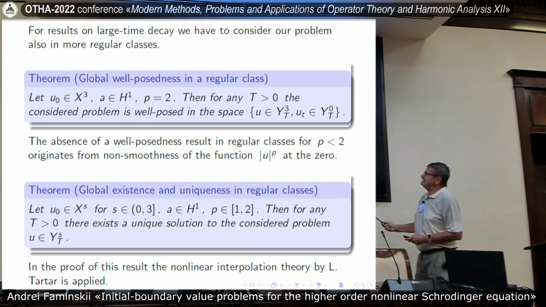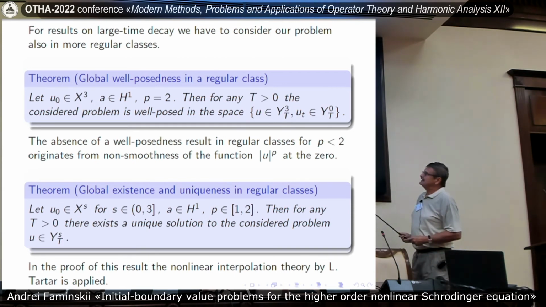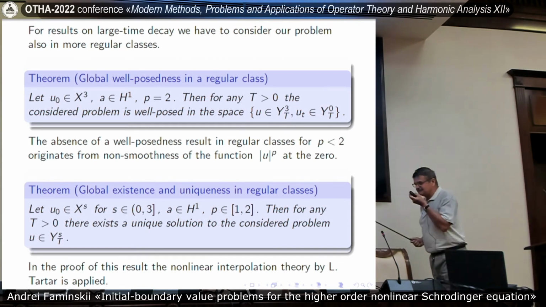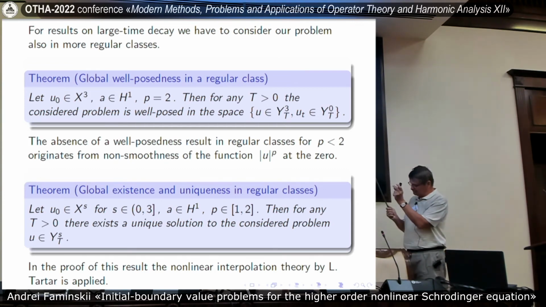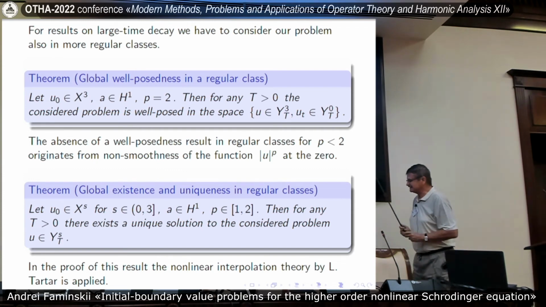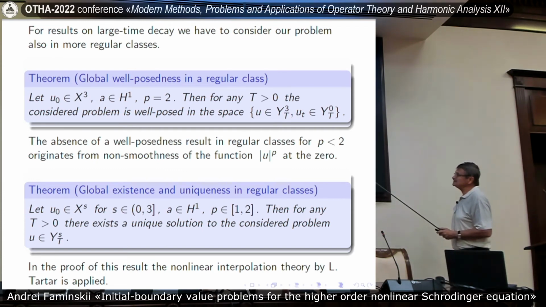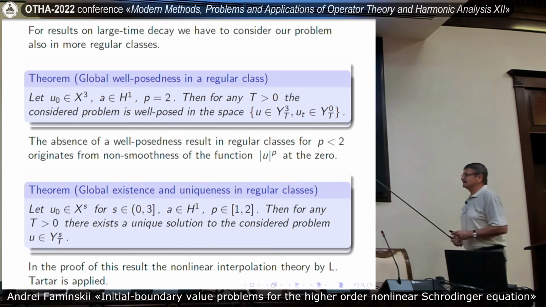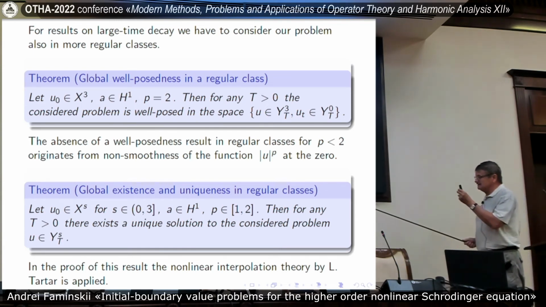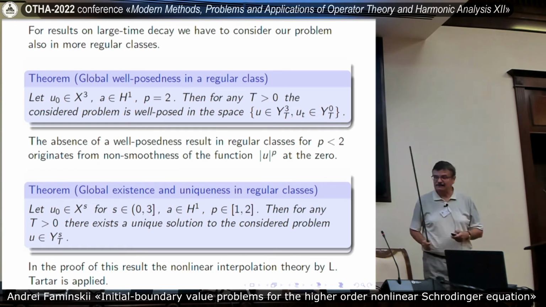If P is not equal to 2 but can be less than 2, then the function modulus of u to the power p is not a smooth function, and we have only the result on existence and uniqueness without continuous dependence. But it is sufficient for our next purposes.